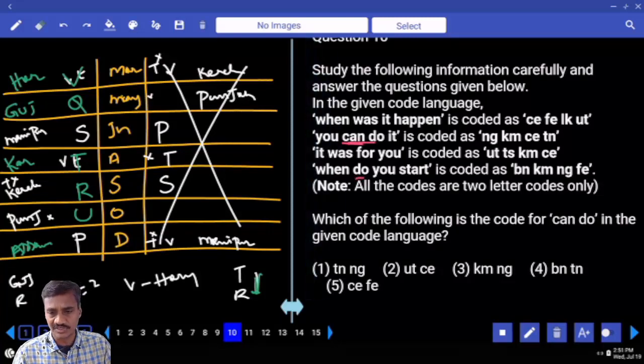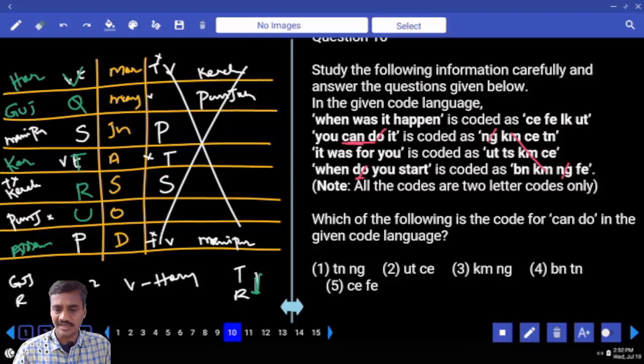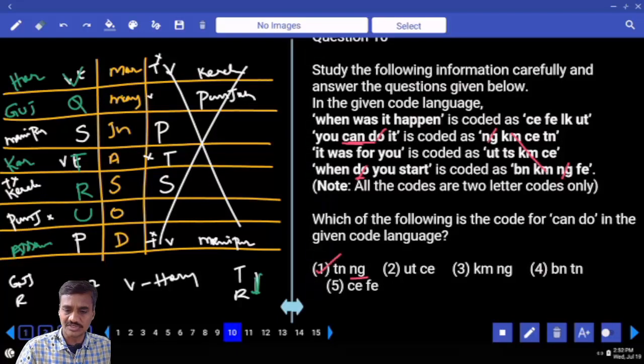Here do is here. And one more word that is common, U is common. Now U, what is the code for U? You have already found that U is KM, isn't it? If U is KM, the code that is common for can and do. Now can, what is the code that is common for can and do? And can is what? TN and NG. Now here do is common between these two. Now do, what is the word that is common? NG. And NG is the code that is the choice.